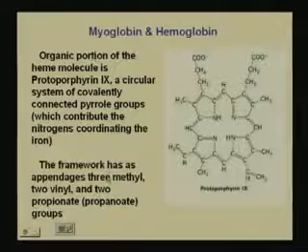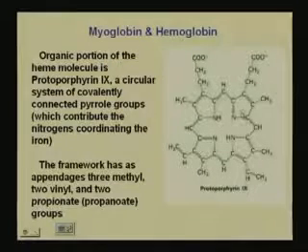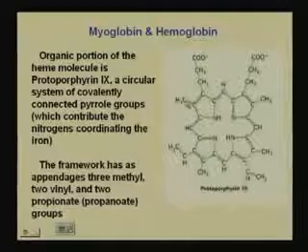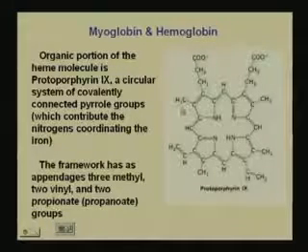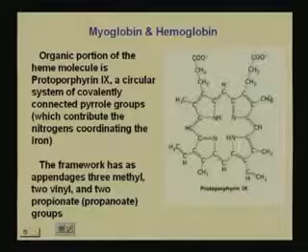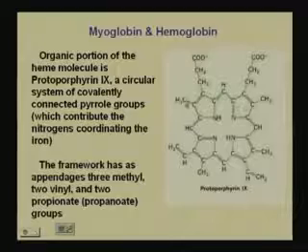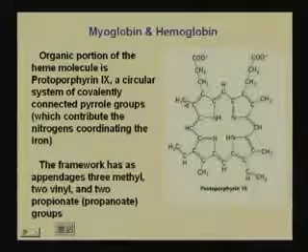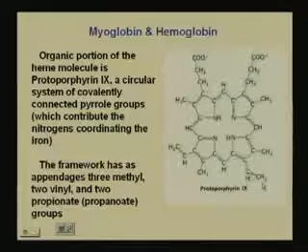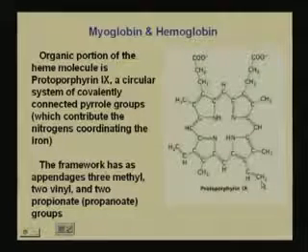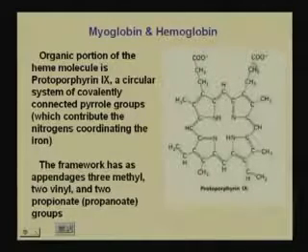Okay, so if you look at this framework very carefully, you will see that there are 3 methyl groups. There is a CH3 here, there is a CH3 here, and there is a CH3 here. Okay, so there are 3 methyl groups. There are 2 vinyl groups, CH double bond CH2, CH double bond CH2, and there are 2 propionate groups, CH2 CH2 CO minus, CH2 CH2 CO minus.